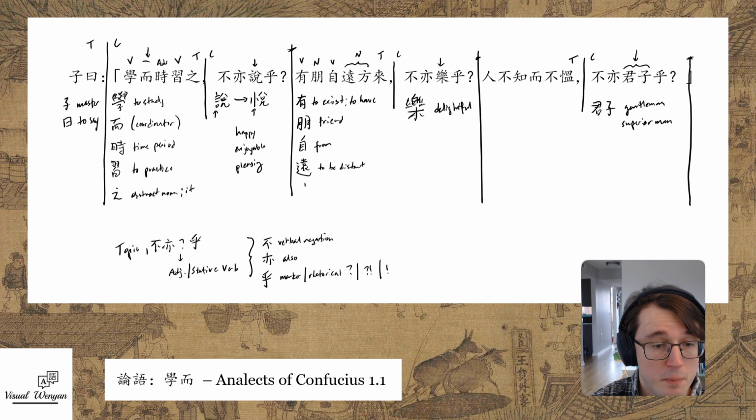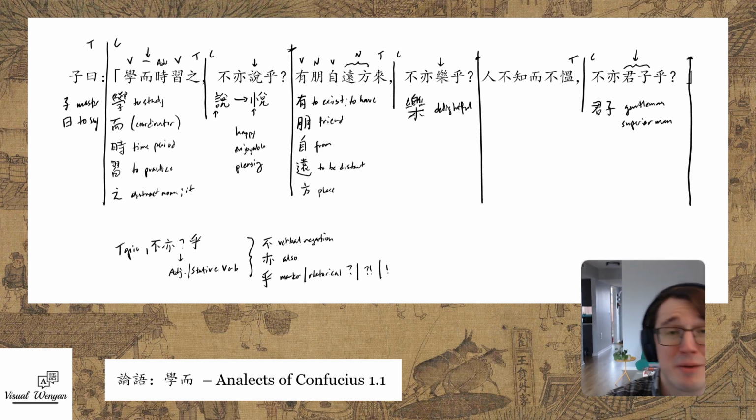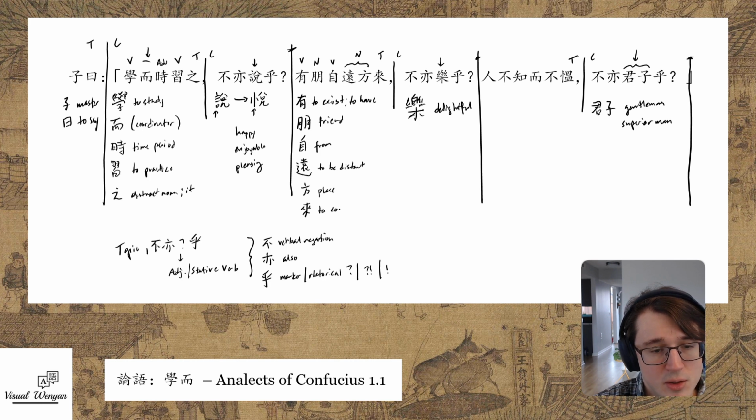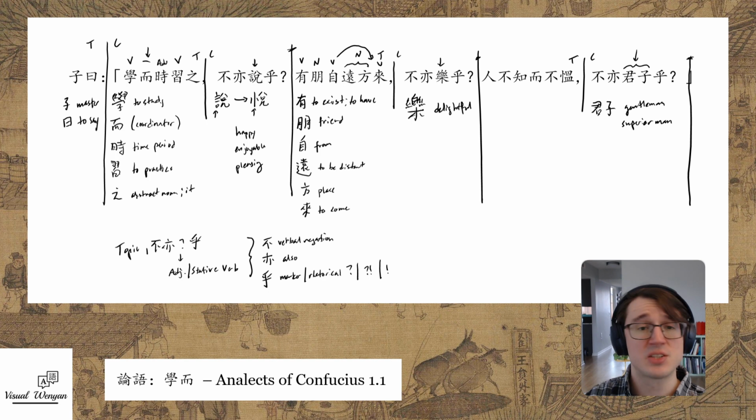And then our place, our noun, is just a place. So when you modify place with distant, it becomes distant place. And then our last character here, 来, to come. So this verb over here is modifying this verb by giving you a place from which the verb is taking place.